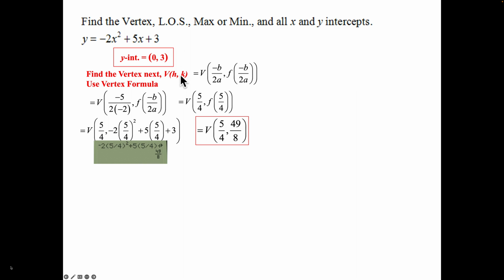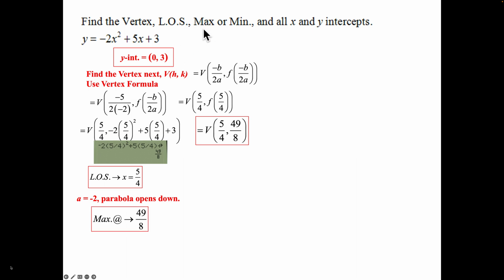Once we have the vertex, line of symmetry, x equals the x-coordinate, 5/4. Now here my a is negative 2, so the parabola is opening down. So now my vertex is at the top of the graph. Now we have a max at this y-coordinate of 49/8. So x-intercepts are next. So again, think about this point, positive, positive. I'm in quadrant 1 somewhere, opening down. My graph must cross the x-axis. So what I need to do is solve that equation for x.